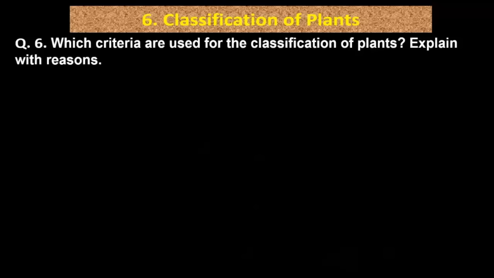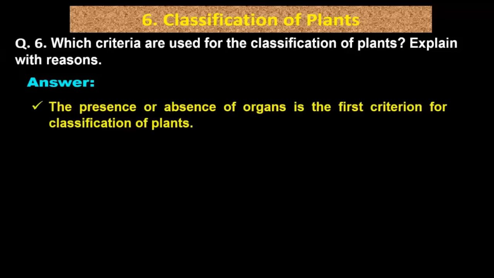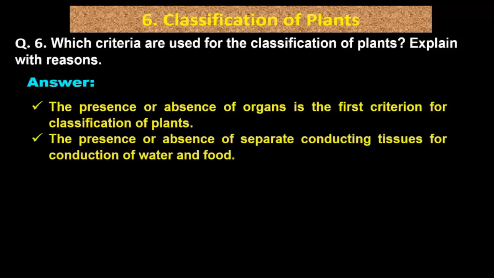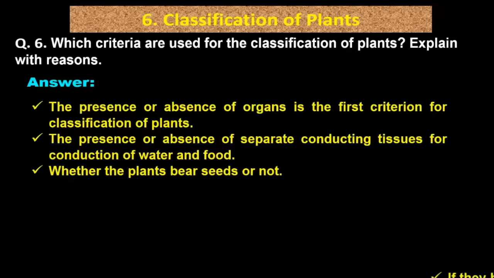Question 6. Which criteria are used for the classification of plants? Explain with reasons. Answer. The presence or absence of organs is the first criterion for classification of plants. The presence or absence of separate conducting tissues for conduction of water and food. Whether the plants bear seeds or not.